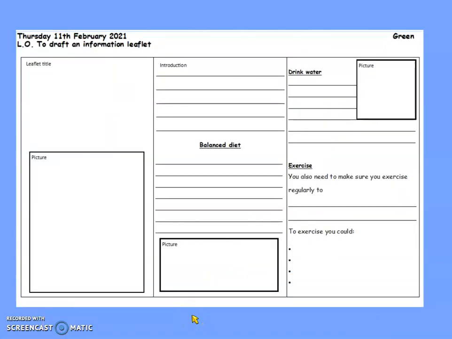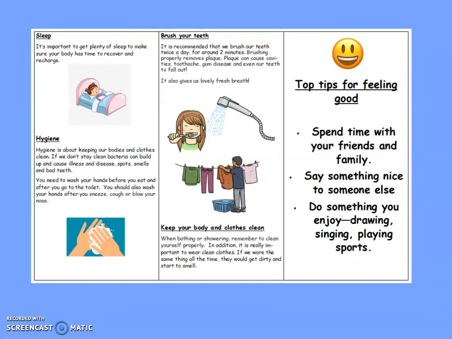If you didn't have time to finish this yesterday, pause the video now and finish your paragraphs. You should have been on a balanced diet, the food that you eat, drinking water, and exercising. Today we're going to continue with our leaflets and offer even more advice to the local community, using some of the ideas that we came up with on our brainstorm and for our paragraphs. Let's read through the waggle together.